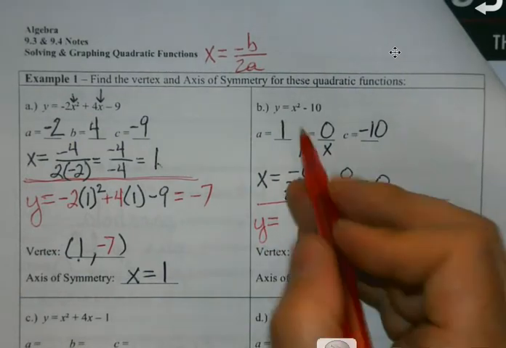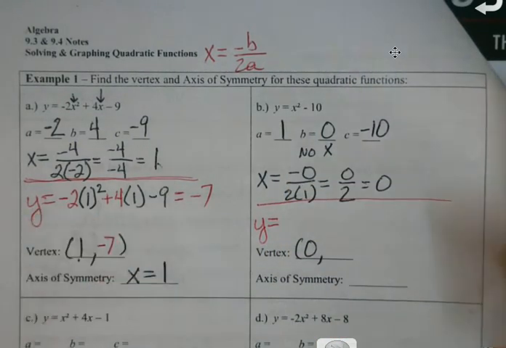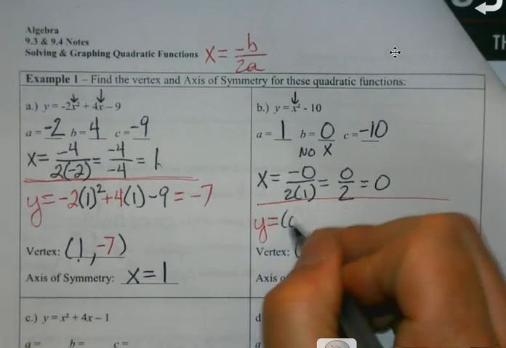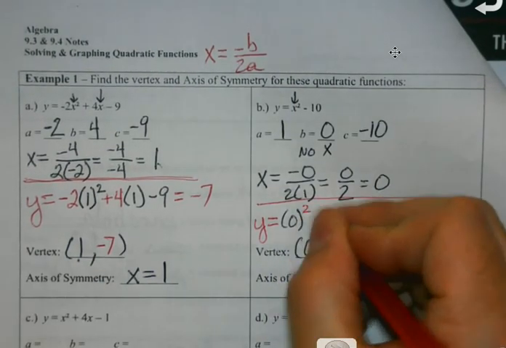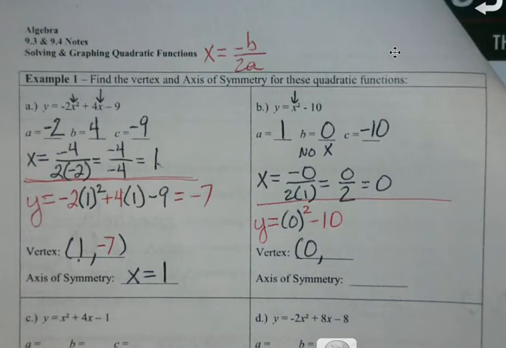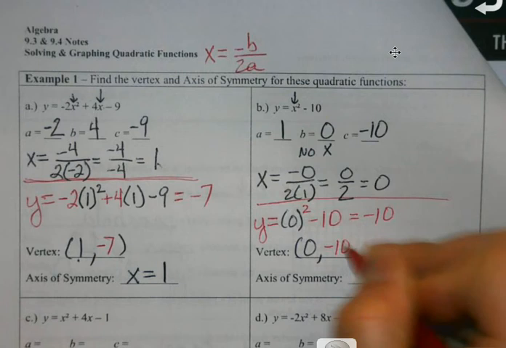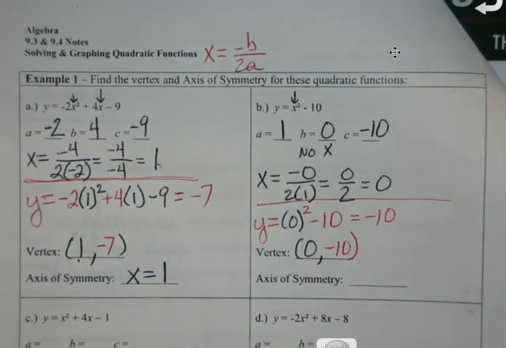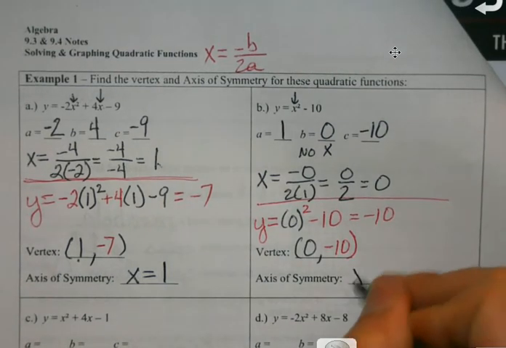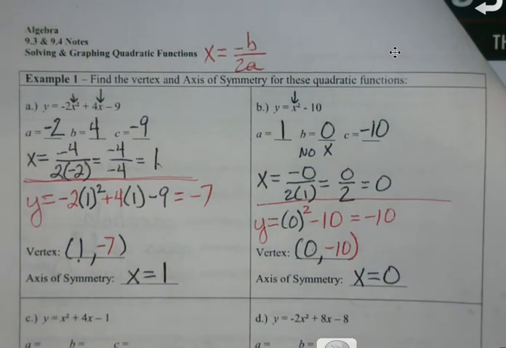And then for my y, again, I'm just copying what I see, but whenever I see an x, I'm going to replace it with 0. Yeah, and we know 0 squared is 0, so that minus 10 is negative 10, which would be the y value of my vertex. And then my axis of symmetry is just x equals my x value, and I'm done. So it's nothing that ends up being anything too bad as far as this stuff goes.